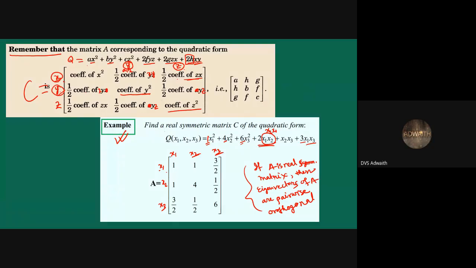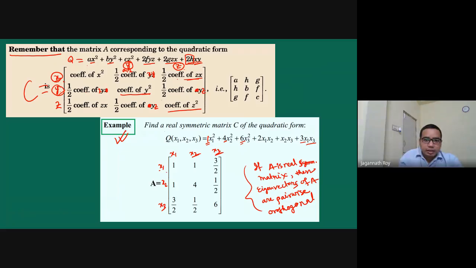Sir, in the example also it is C, no, sir? Yeah, it is directly C. So just a minute. Yeah, x2, x3. So the 1 is there. So we'll divide by 2. Okay. So the coefficient of this one, sir, this one.